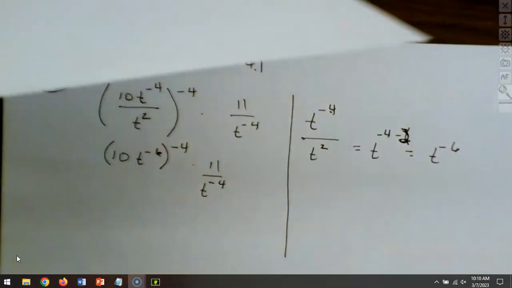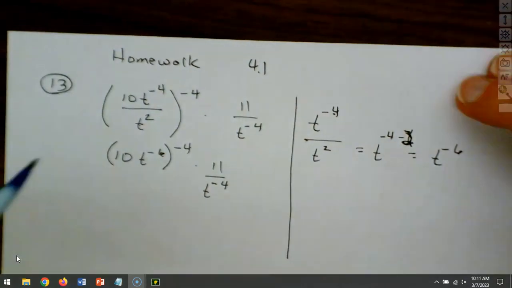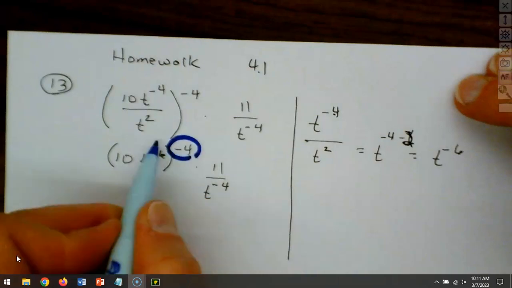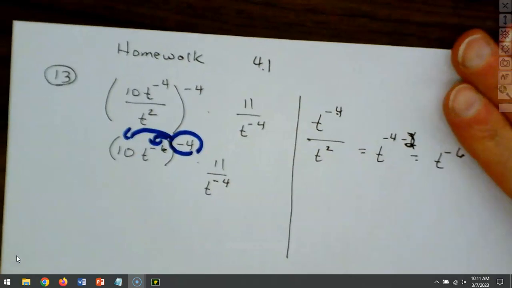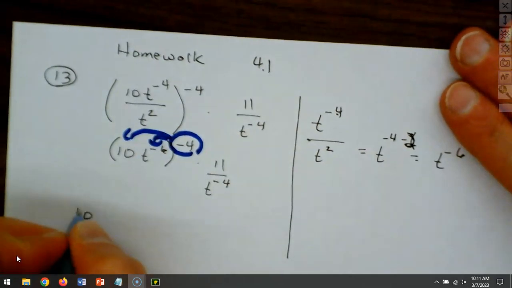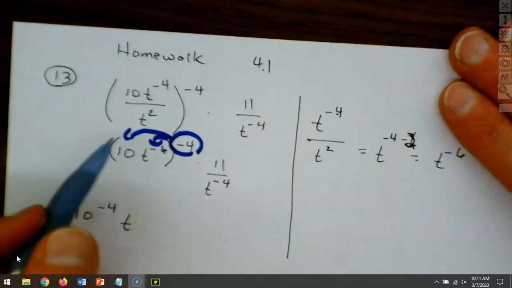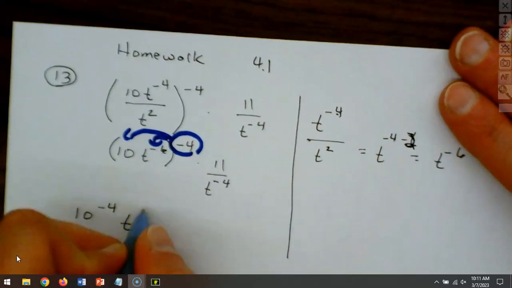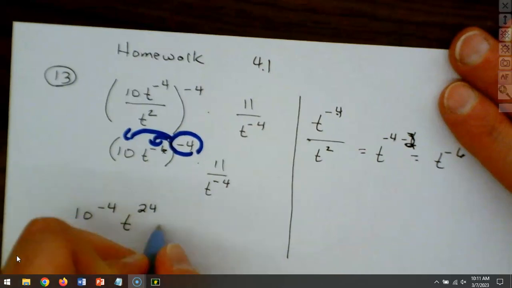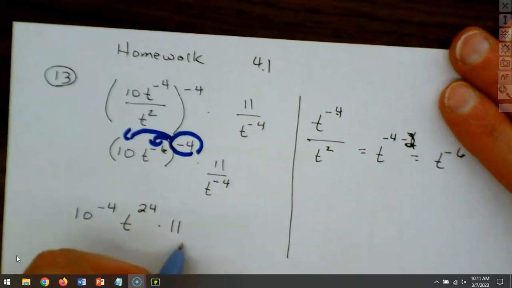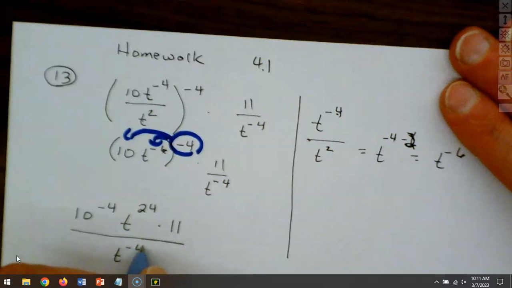Let's go to the next step. What's the next step going to be? Parentheses, order of operations. Remember, parentheses are next. So this gets distributed through. That becomes 10 to the negative 4th power, t to the, negative and negative makes a positive, 24th power. We still have an 11, and these can go together, and that's going to be over t to the negative 4th.